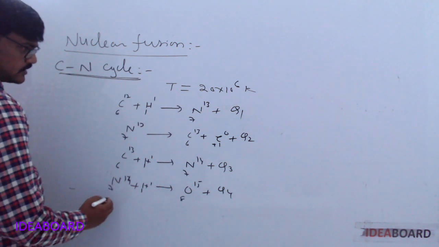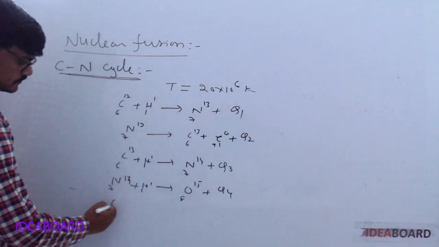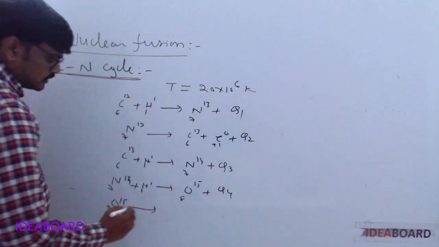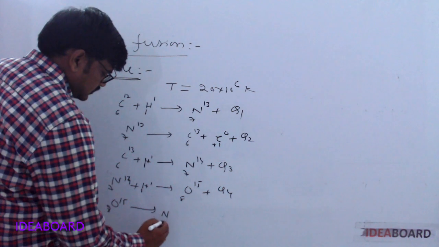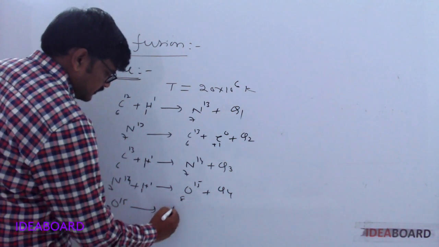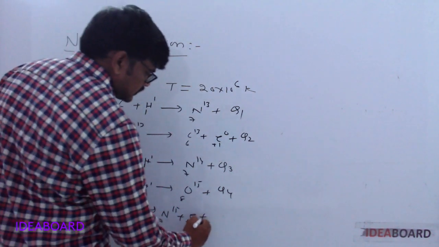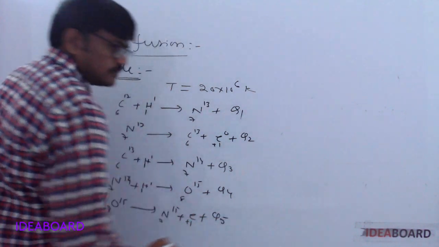Again oxygen-15 decays into nitrogen-15 and releases one positron and some energy, Q5.